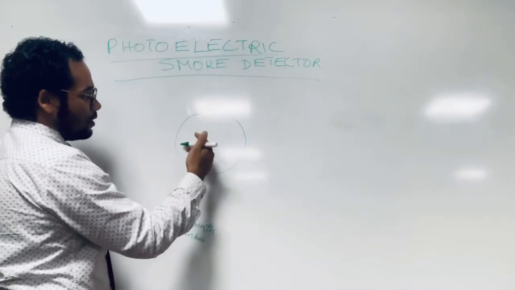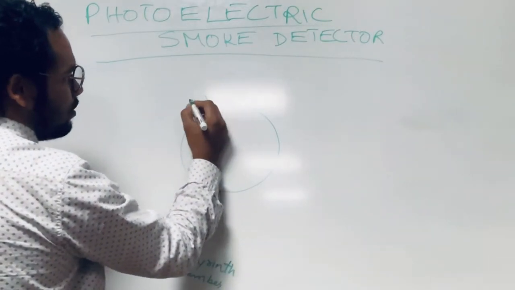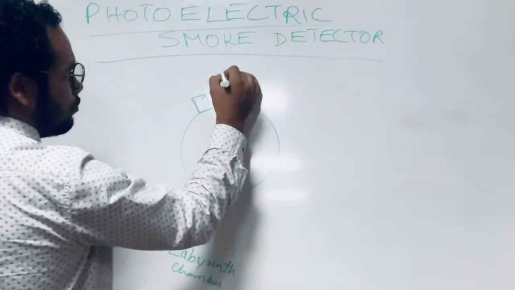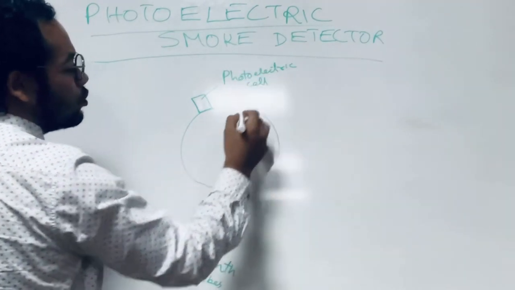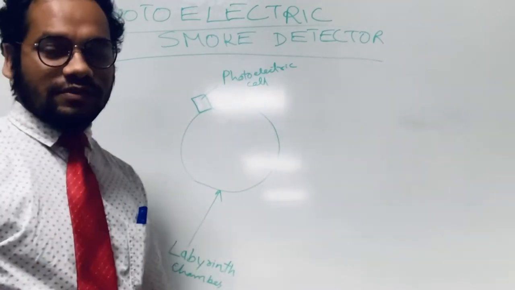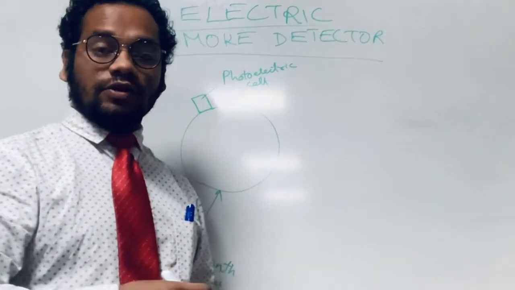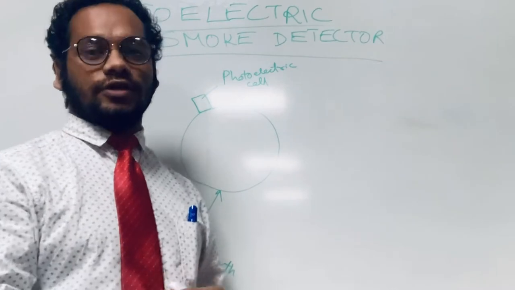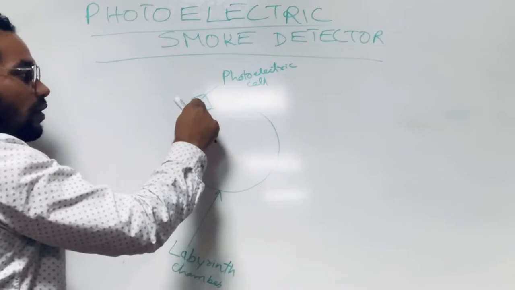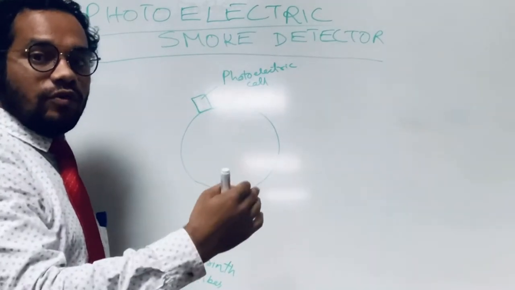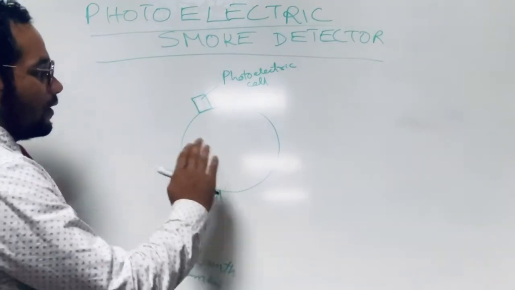In this labyrinth chamber, on one of its sides, we have a photoelectric cell. Suppose this is a photoelectric cell. So what is the purpose of a photoelectric cell, friends? You must have studied it in your higher secondary. Its purpose is to conduct current, or allow the flow of electrons through it, whenever light falls on it. So this cell will allow current to flow through it whenever light falls on this cell.